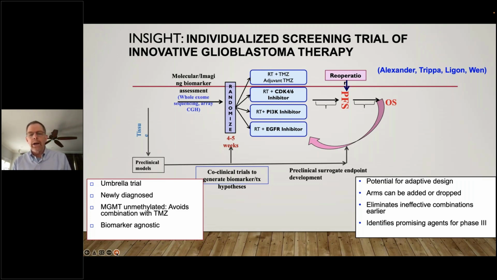And they did it as biomarker agnostic. And you can see that it does have an adaptive design. And they also included this concept of dropping arms that underperform and adding additional arms. And the goal here is to actually look for signal that would then lead to a definitive phase 3 trial.